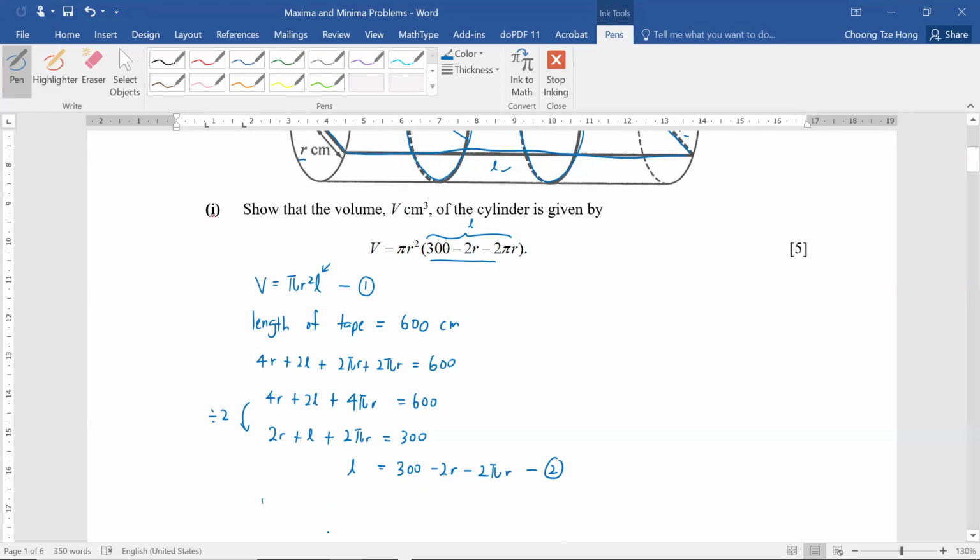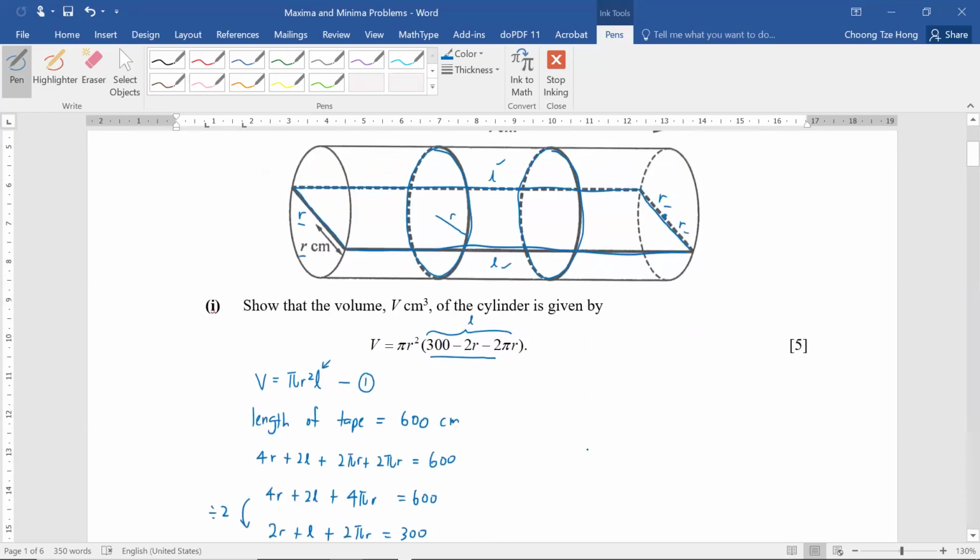Now we're going to substitute 2 into 1, and then we have shown the volume already. So substitute 2 into 1. V equals to pi r square, 300 minus 2r minus 2 pi r. So we have shown it already. It's not too difficult. It's a 5-mark question, no? It's a 5-mark question, but it's not too difficult.